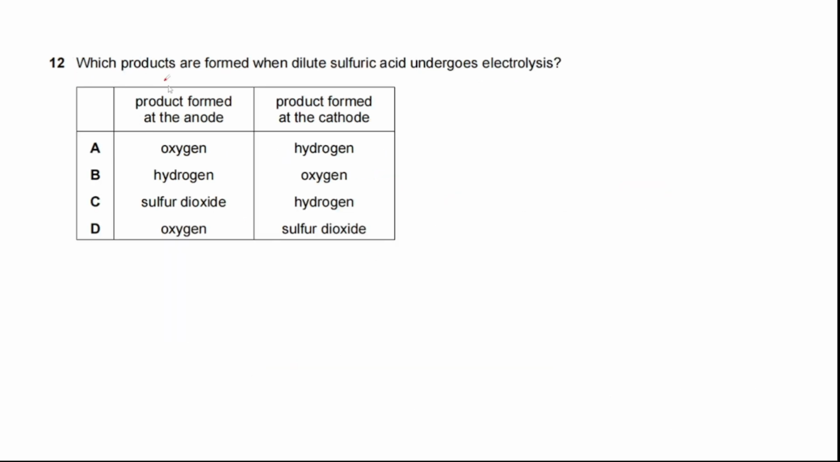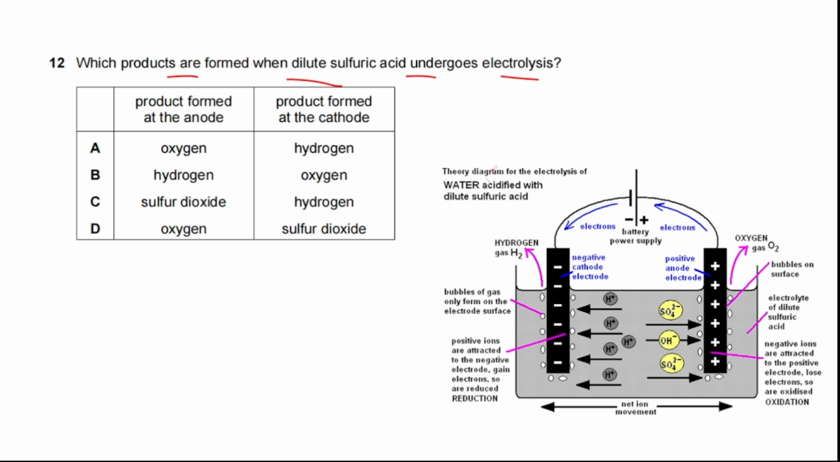Question number 12. Which products are formed when dilute sulfuric acid undergoes electrolysis? So this is how an electrolysis method is going to be. It has a cathode, it has an anode. The cathode will be negative, the anode will be positive. So here if you have dilute sulfuric acid, dilute means that water is also present.